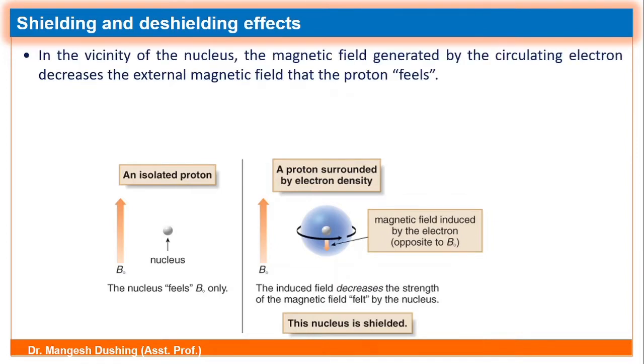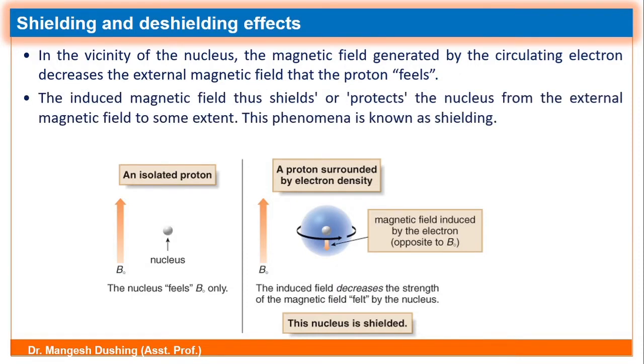In the vicinity of the nucleus, the magnetic field generated by the circulating electrons decreases the external magnetic field that the proton feels. Actually we are giving a B0 magnetic field, but the nucleus actually gets B0 minus sigma B0, so less than whatever we have provided. It feels less. The induced magnetic field thus shields or protects the nucleus from the external magnetic field to some extent, and this phenomenon is called shielding.